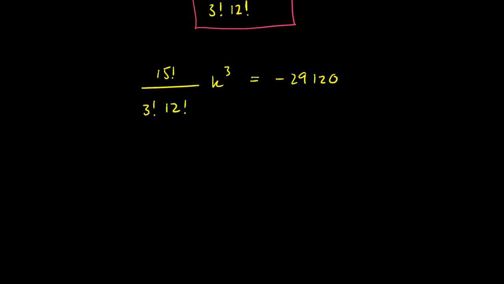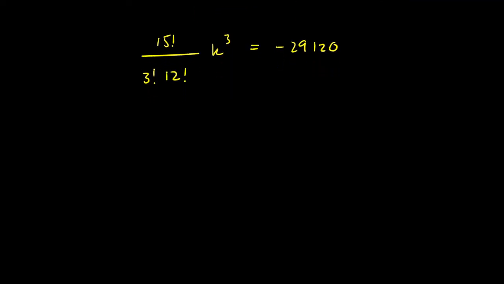In this case, I just want to help you a little bit by giving you some tricks if you don't have your calculator or your calculator doesn't work. 15 factorial over 12 factorial is going to be 15 times 14 times 13, because the 12 times 11 times 10 times 9 times 8 is going to be cancelled off by this. Divided through by 3 factorial, times k cubed, is equal to negative 29120.